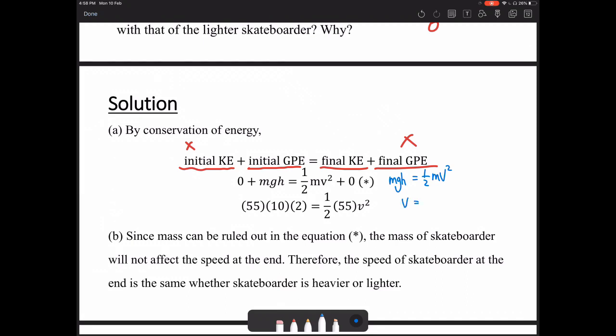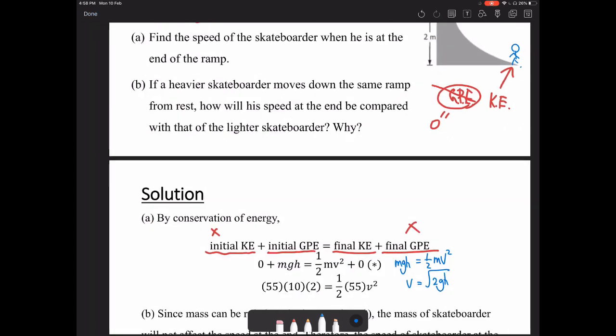Okay, so what is v? We can cancel our m, right? We can divide both sides by m. So we have v is equal to the square root of 2gh. Okay, and then you just substitute the value, then you can find out the velocity.